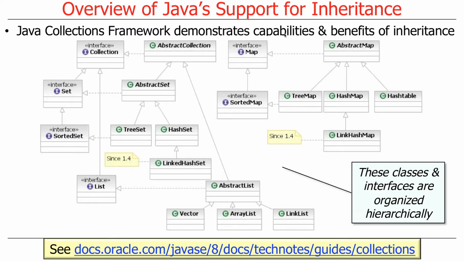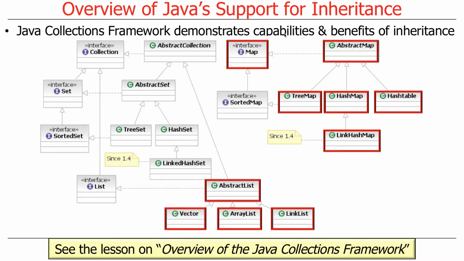Now, a great place to see this stuff used in all of its full-blown glory is, of course, the Java collections framework. That's what demonstrates all these things. There are dozens of classes and interfaces that are organized hierarchically there, which you can learn about. And you'll get a chance to play around with a lot of this stuff in this class. And as you can see here, we have all these hierarchies, right?